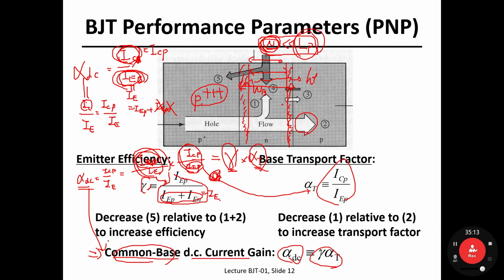If this sounds complicated, take your own time and summarize what we have learned from this movie clip and from this lecture note, and familiarize yourself with the three concepts: emitter efficiency, base transport factor, common base DC current gain. Okay, and those three factors are well connected to each other.